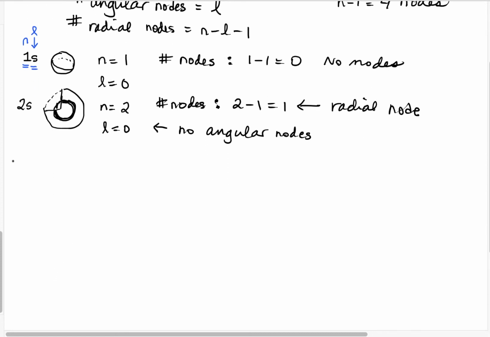We also looked at a 3s orbital, and it looked very similar to what we saw right above here. We had two rings in our little cutaway.